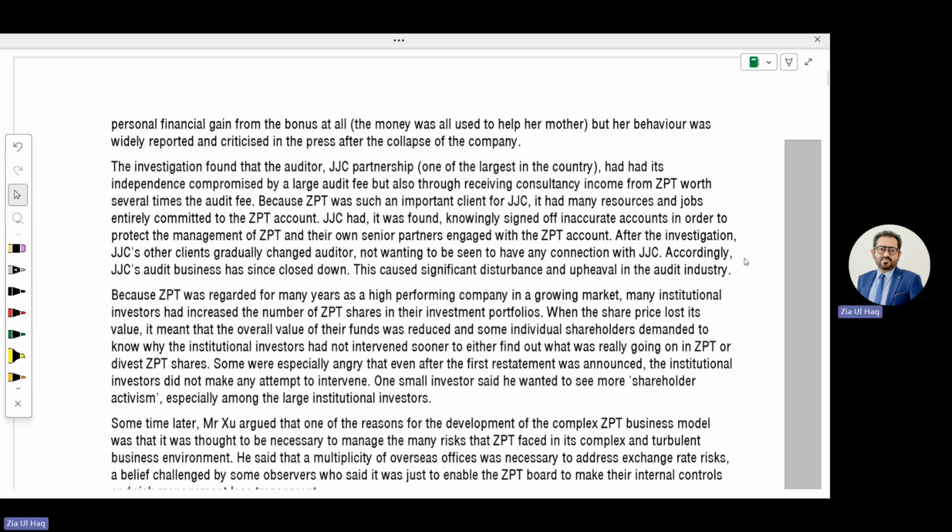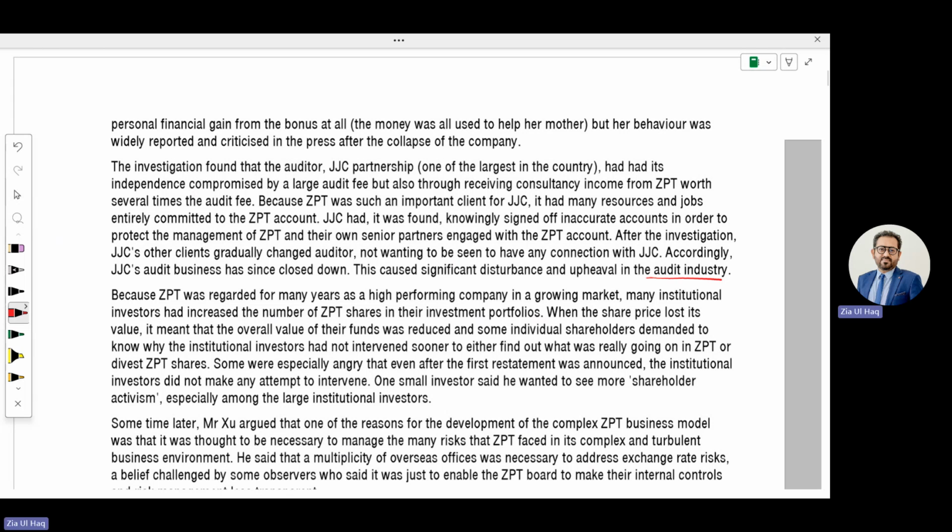Okay, so after the investigation, JJC's other clients gradually changed their auditor because they are also fraudsters. We appoint an auditor to check financial statements. If they are also involved in the fraud, whom can we rely on? So their other clients also changed their auditor, not wanting to be seen to have any connection with JJC. Accordingly, JJC's audit business has since closed down. This caused significant disturbance and upheaval in the audit industry as well, because investor confidence in the auditor is also gone.